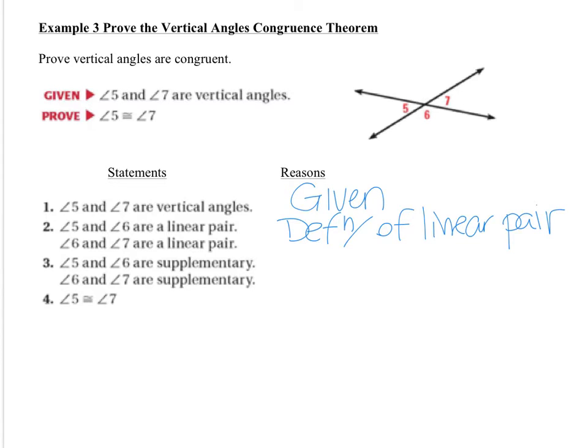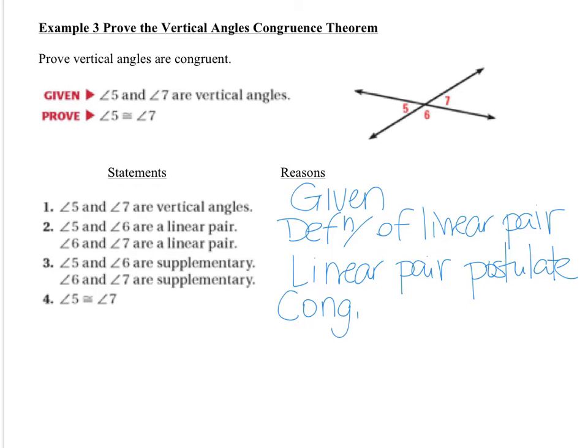5 and 6 are supplementary. 6 and 7 are supplementary. That is the linear pair postulate. 5 and 7 are congruent, and that's your congruent supplements theorem. I'm going to abbreviate.